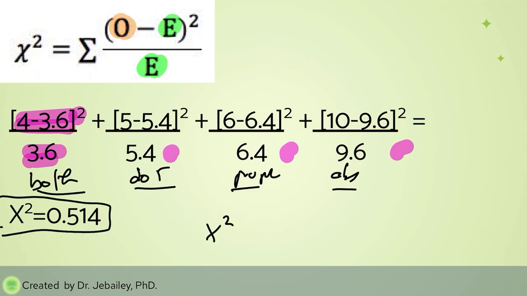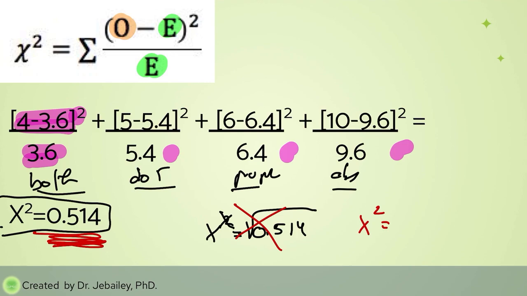So the chi-square is equal to 0.514. Many students make the mistake of doing this, and that is so wrong. You do not turn that square into a square root. You don't. It stays as a square like this. Very important. Now that we have found the answer for the chi-square, we have to apply it to the table.